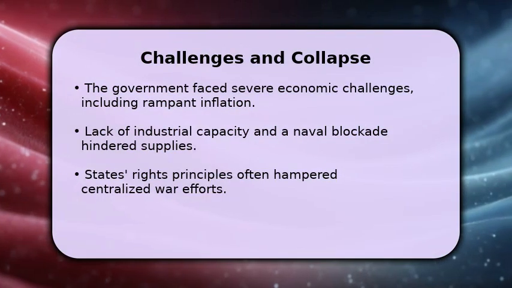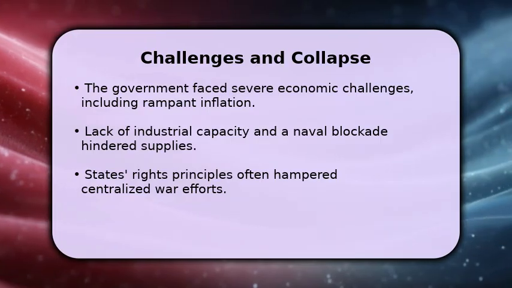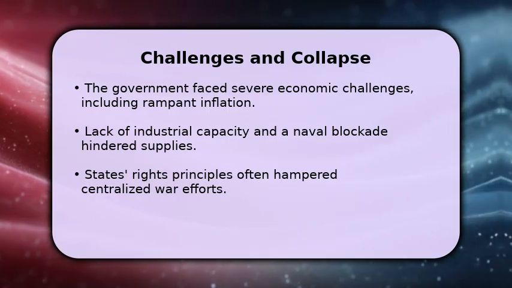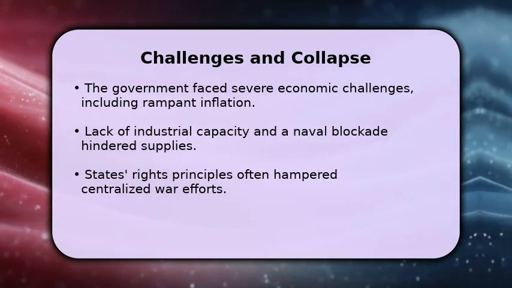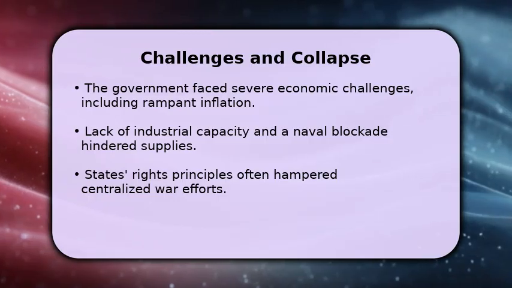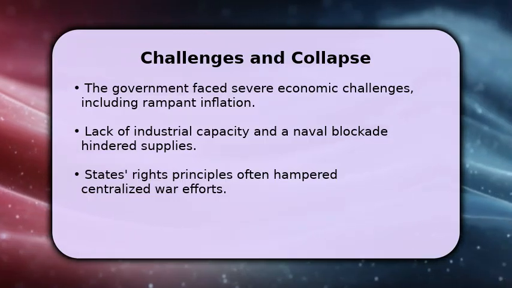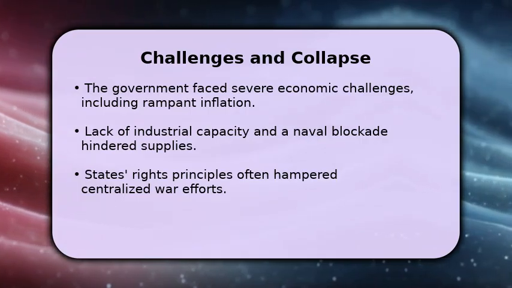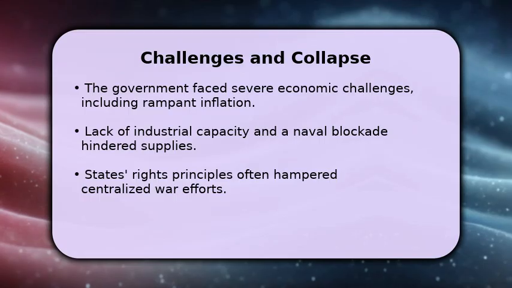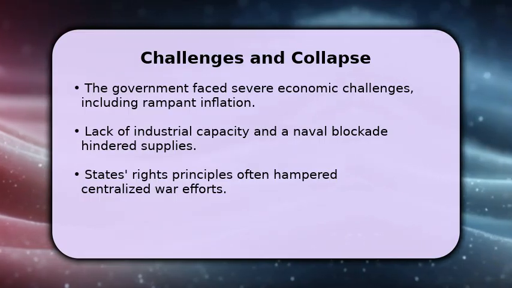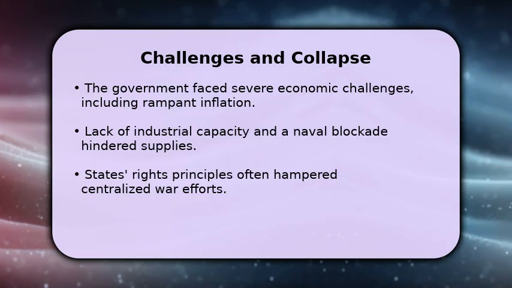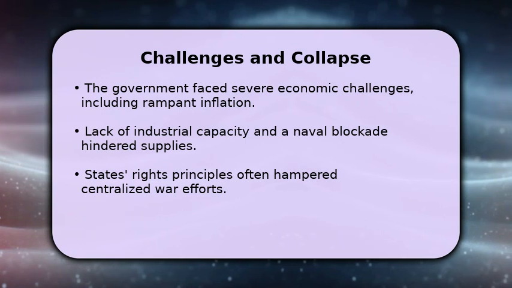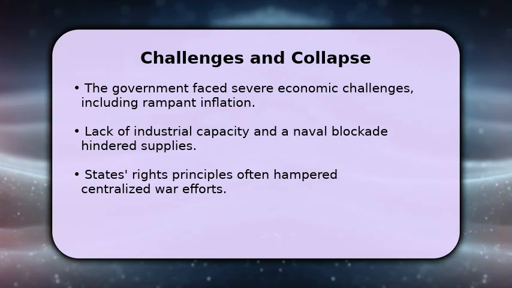The Confederate government grappled with immense challenges throughout its existence. Economically, it suffered from severe inflation, with prices rising dramatically, sometimes over 1,000% for basic goods. A limited industrial base and an effective naval blockade severely restricted its ability to produce and import essential supplies. The strong emphasis on states' rights, while a founding principle, often hindered a unified war effort. Ultimately, facing overwhelming military pressure and internal strife, the Confederate government dissolved with its military defeat.